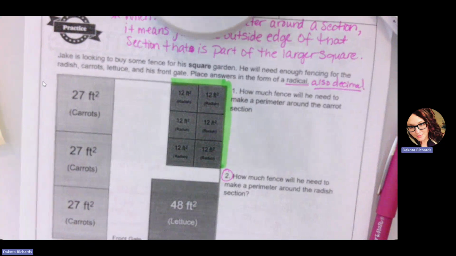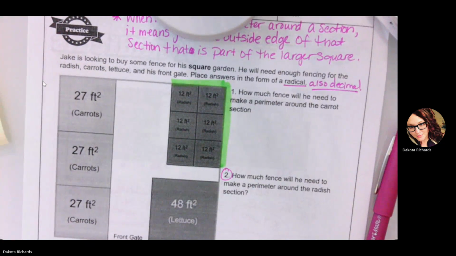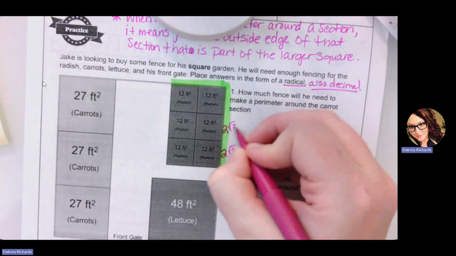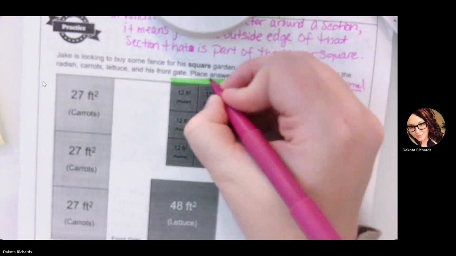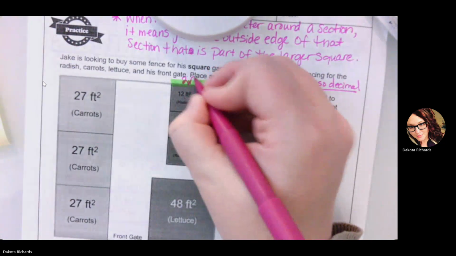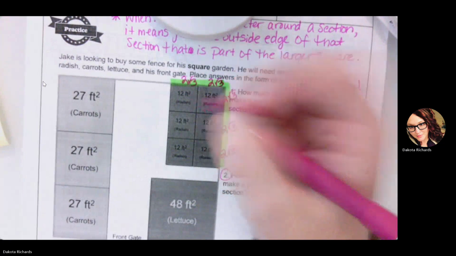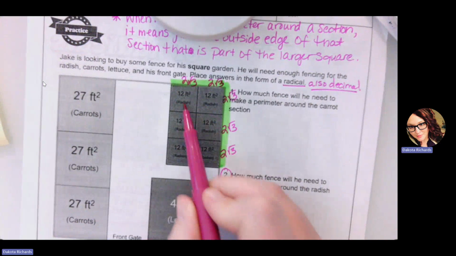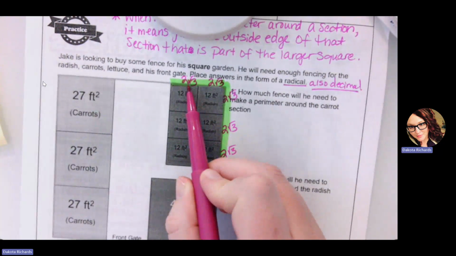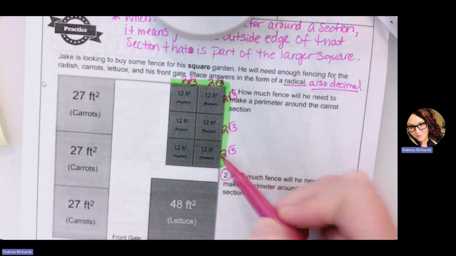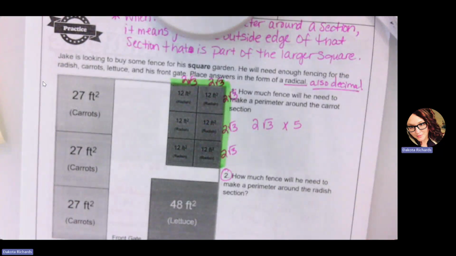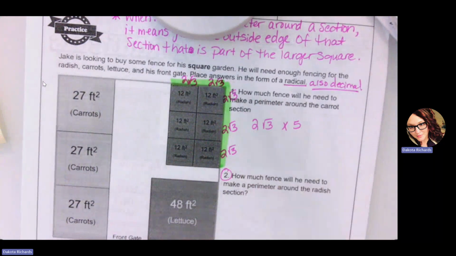Now, square root of 12, what does that reduce to? 2 square root 3. So each one of these is 2 square root 3. Okay, so basically we need all of that. The square root of 12, when you simplify it, is 2 square root 3. So we basically need 2 square root 3 times 1, 2, 3, 4, 5. Okay, that's part of our multiplication that we learned. What is 2 times 5?